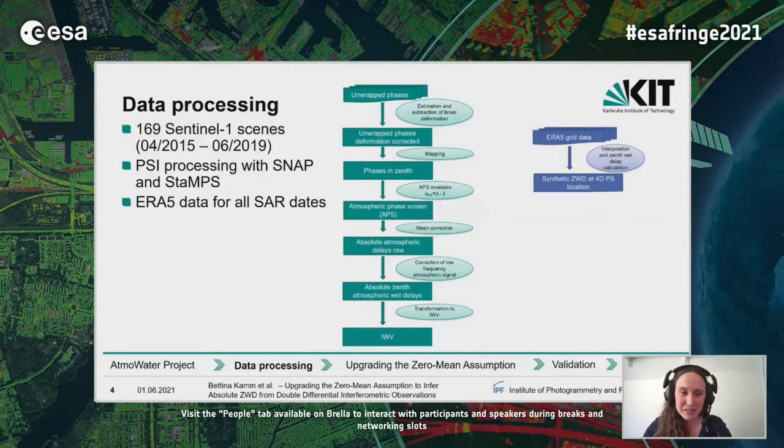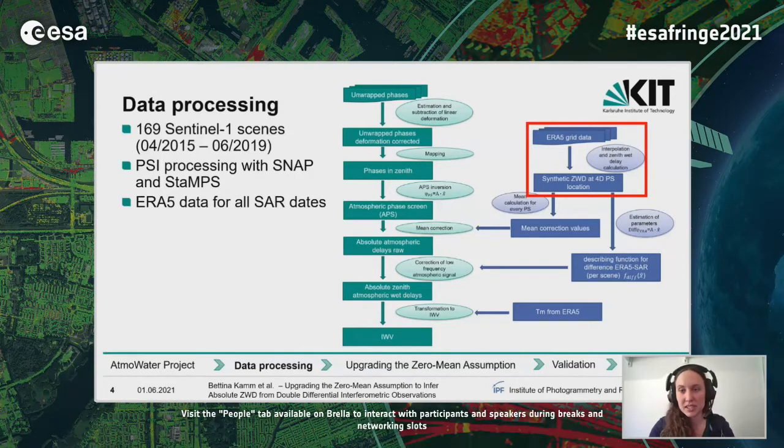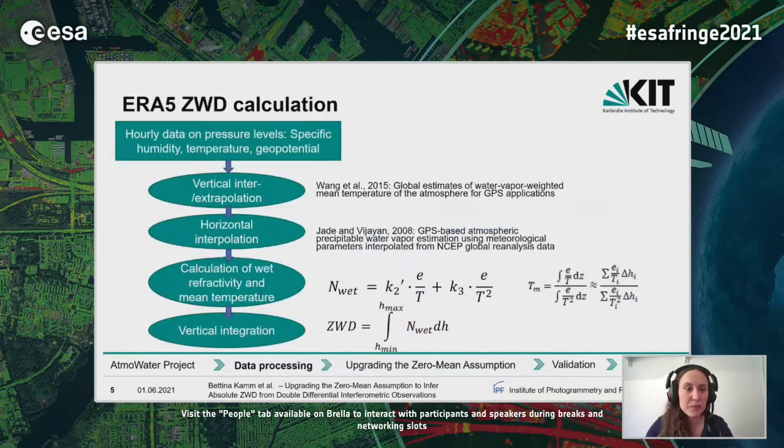For the upgrade of the zero mean assumption, I need additional input to calculate it. So I'm using ERA5 grid data, that's the latest ECMWF model data. I interpolate it and I calculate zenith wet delays at each PS location and also time step. So I can calculate means or also a describing function. I will focus on that in a moment. And finally, for transformation, I also need ERA5 for the mean temperature. So let's focus first on this part of ERA5 data processing, as it might be new to many of you.